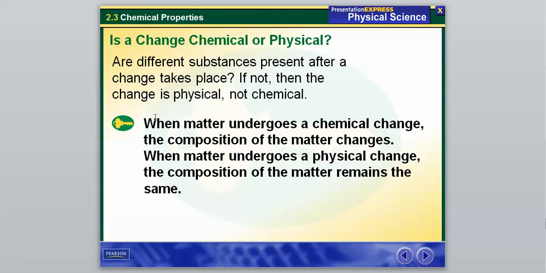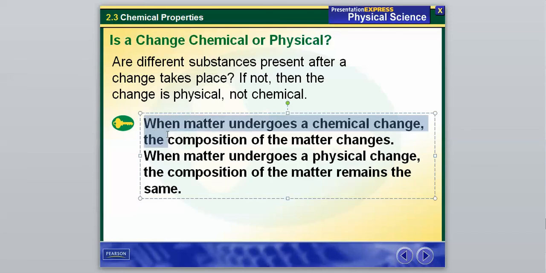So when matter, and again, this is just another way to word it, so this is important. When matter undergoes a chemical change, the composition of the matter changes. So that's how we can tell that a chemical change has occurred. The composition of the matter has changed. When matter undergoes a physical change, the composition of the matter remains the same.